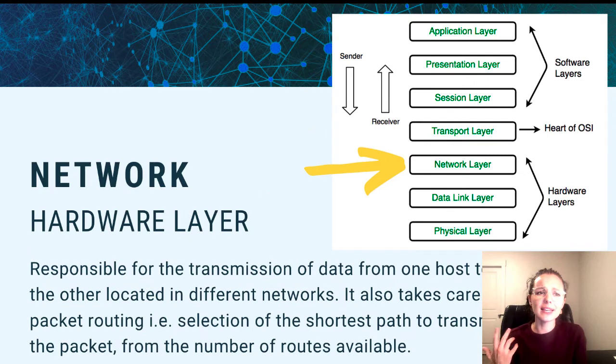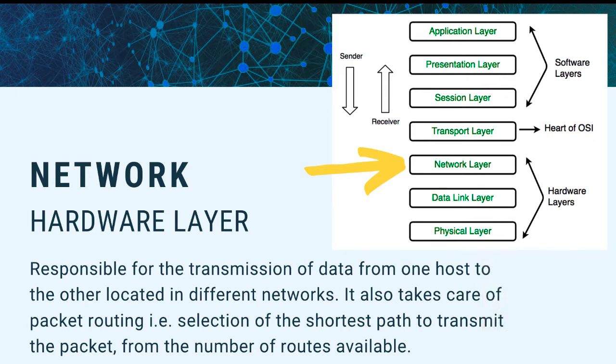All right, so here we're at the network layer. This is our first hardware layer. Remember, we're talking about the OSI model. We are on the third layer of the OSI model, and this is the network layer. It's responsible for the transmission of data from one host to the other located on different networks. It also takes care of packet routing.